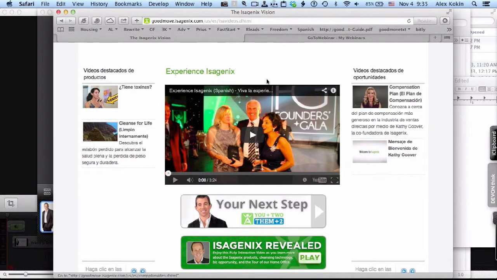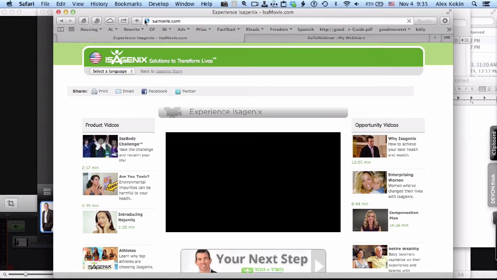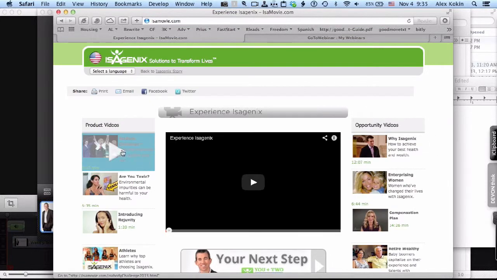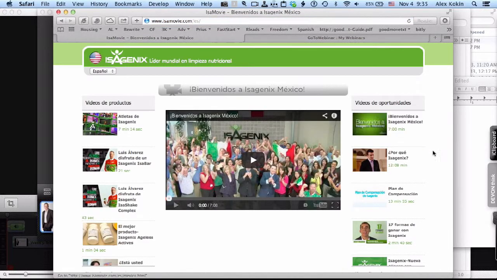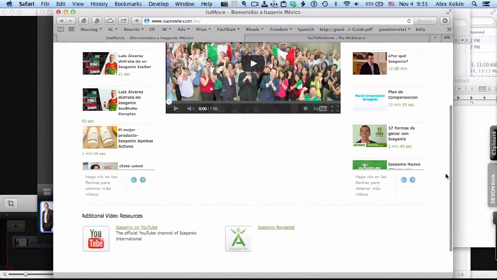Now, if you want to see more videos, because there are only four here, you can go to isamovie.com. Here right now, isamovie.com. On the top left, it says select language. You can select Spanish, and then you're going to see more videos than the ones you saw at first in Spanish. There are a bunch of them.